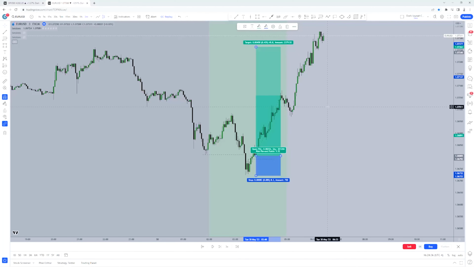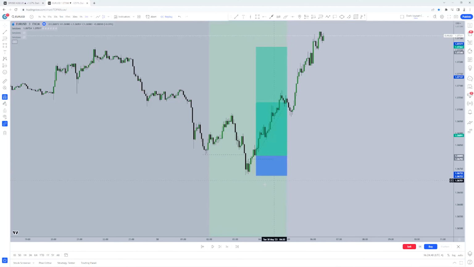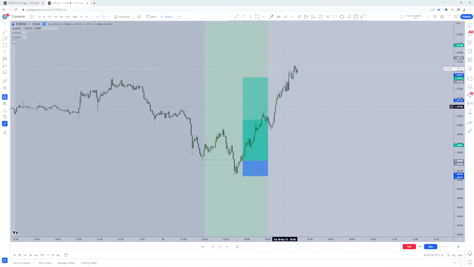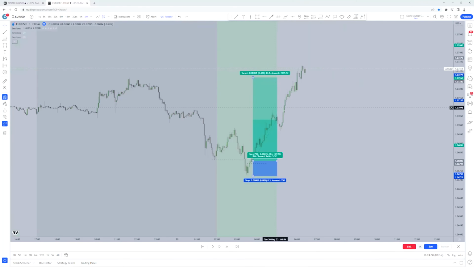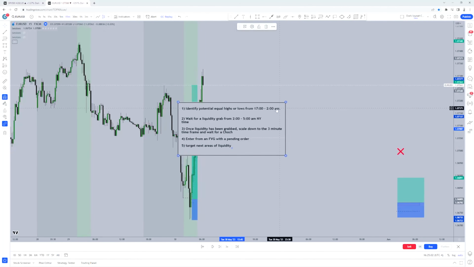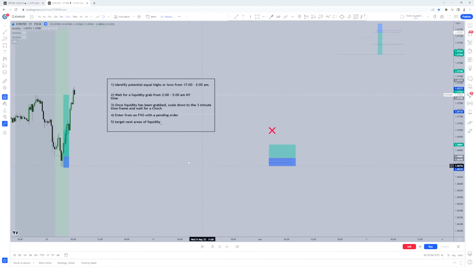And one thing that I have to mention is that you can leave the trade running after 5 o'clock. You just have to wait for a liquidity grab from 2 to 5 o'clock, and you have to have entered your potential trade within this green zone from 2 to 5 o'clock. After that, the trade can run, of course, until you hit your areas. So this is the strategy pretty much. It is very simple. I will go through the rules once again.